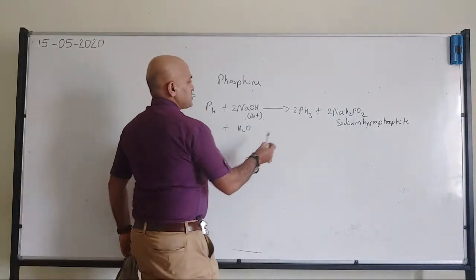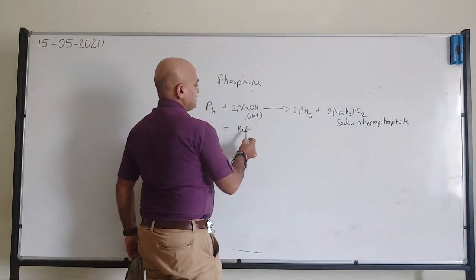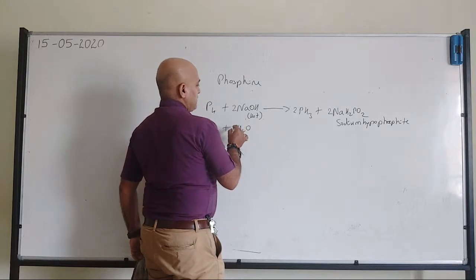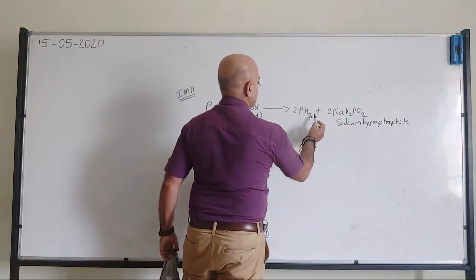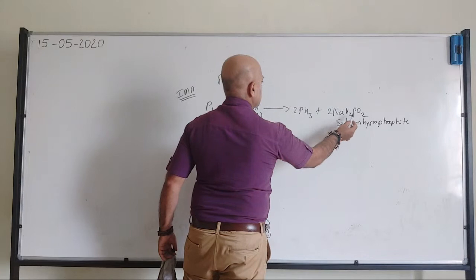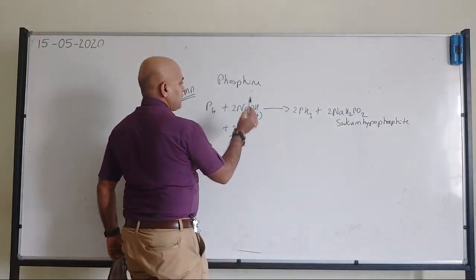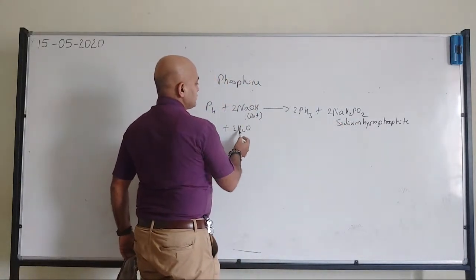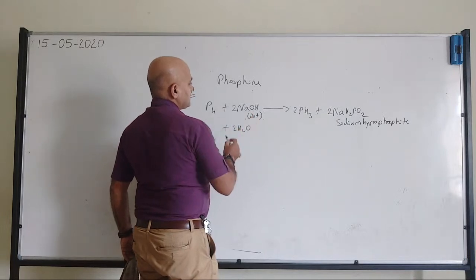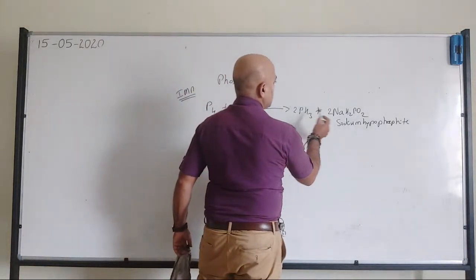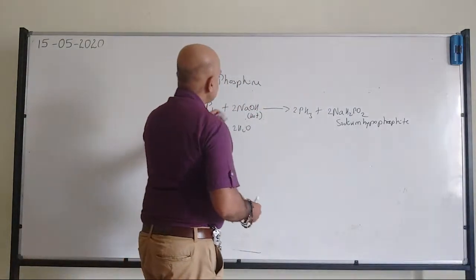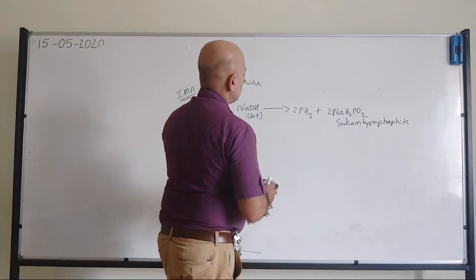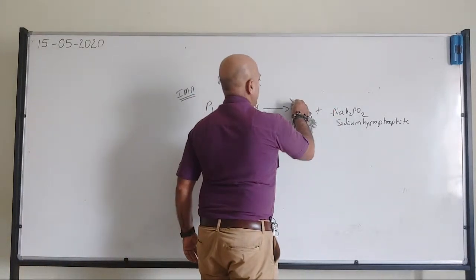Fine. Now we will check it out. 3 2 is 6. Here it will be 4. Anyway, we can make it as 2. So in that case, phosphorus is balanced. Sodium is balanced. So 2 2 is 4 oxygen. Oxygen is balanced. So 2 2 is 4 plus 2, 6 hydrogen. Okay, hydrogen is not getting balanced. So that means 2 is not going to work out.